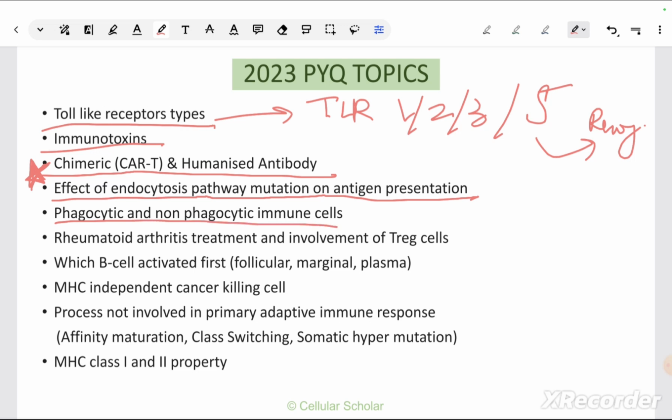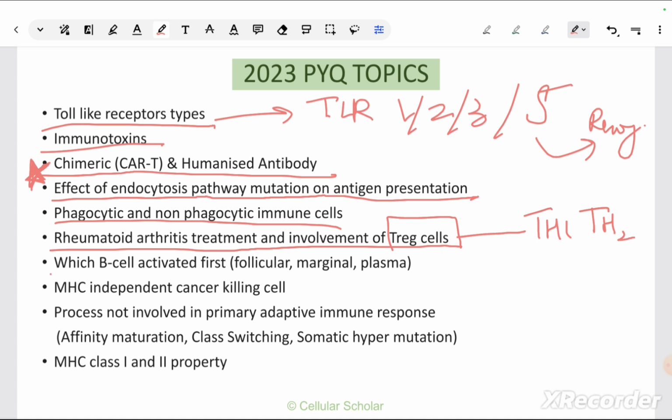Again, phagocytic and non-phagocytic immune cells, rheumatoid arthritis treatment and involvement of Treg cells. So Treg cells are known for increasing peripheral tolerance and repressing autoimmunity. So it has been recognized as a potent treatment for rheumatoid arthritis. So read also about all the other types of T cells like Th1, Th2 and all the different types of T cells.